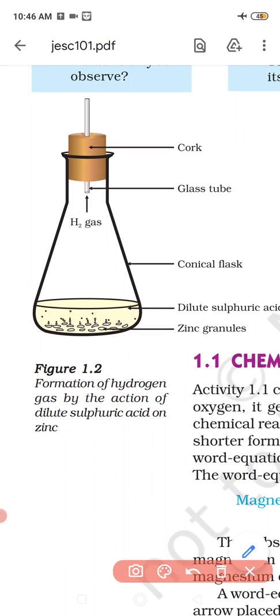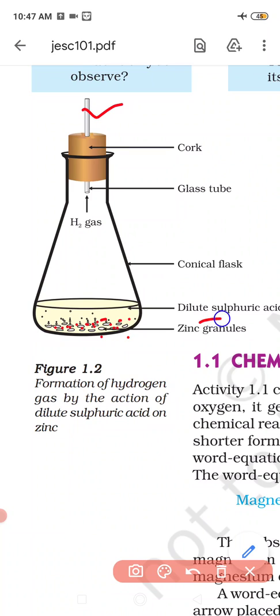Take a conical flask. Take some zinc granules into it. See the arrangement: at the mouth of the conical flask, one cork is there. Inside the cork, one tube is inserted. Now add some hydrochloric acid into it.